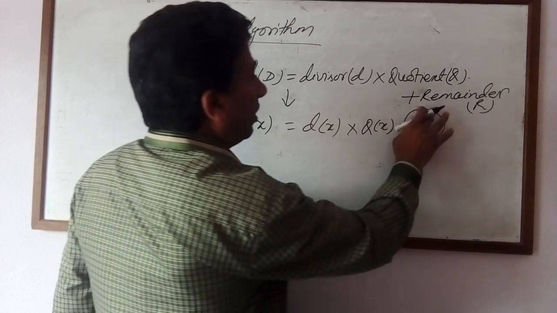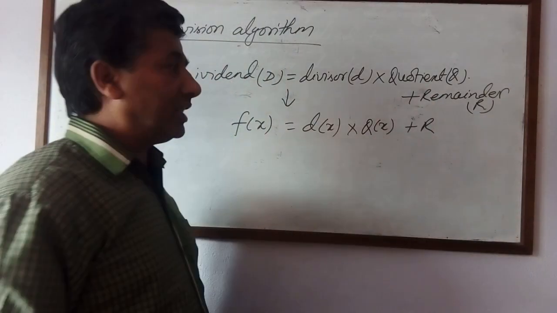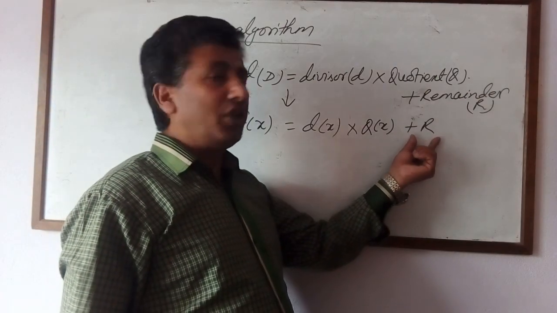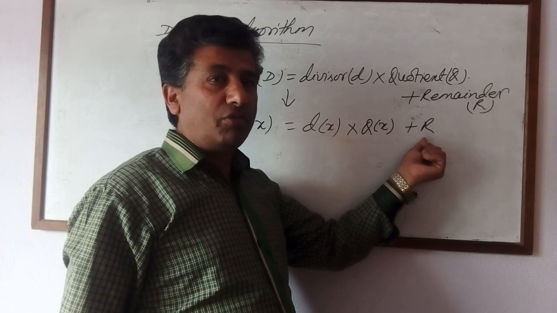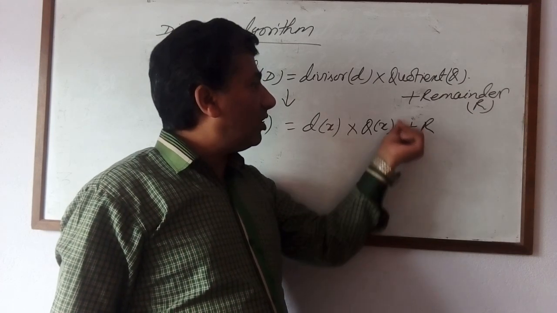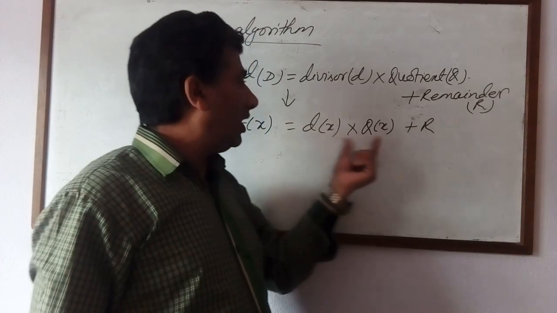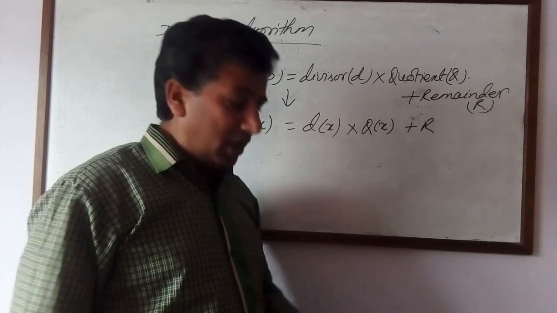Right now the remainder is not 0. How to remove this one? To remove this remainder, the value of r should be 0. When the remainder is 0, at that condition this term will not be there. There is no remainder, and the remaining two will both be factors of the polynomial fx.